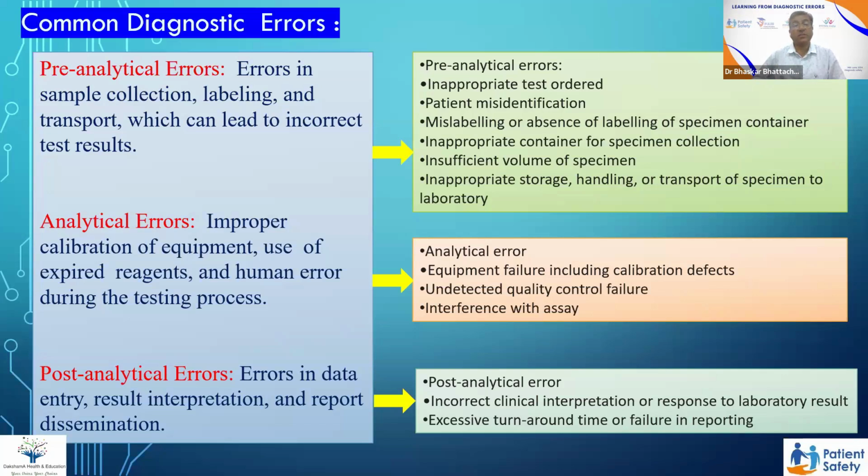In the pre-analytical errors, the first is inappropriate test ordered. Next is patient misidentification. Next, mislabeling or absence of labeling of the specimen container, inappropriate container for specimen collection, insufficient volume of specimen, inappropriate storage, handling, or transport of specimen to the lab. These are the common and usually encountered errors.